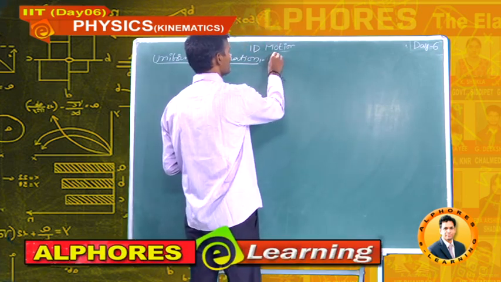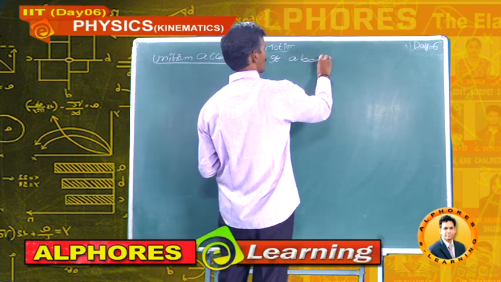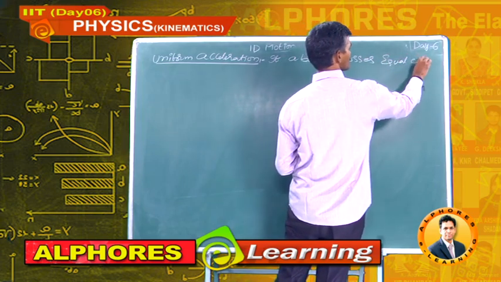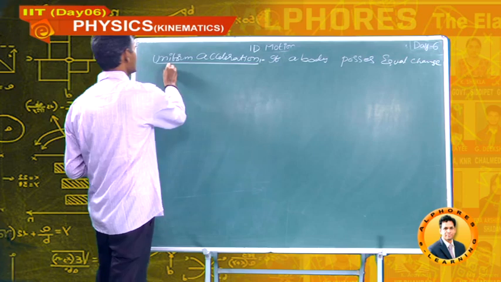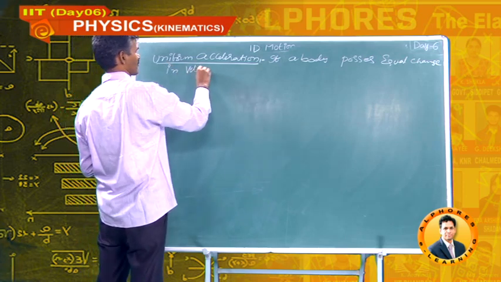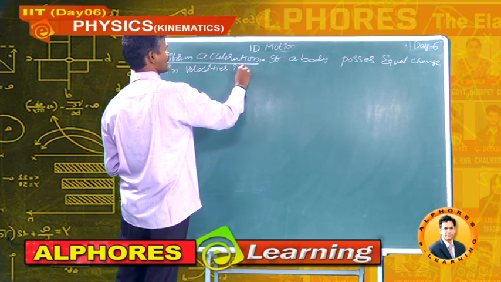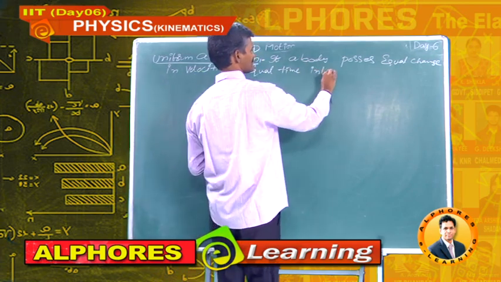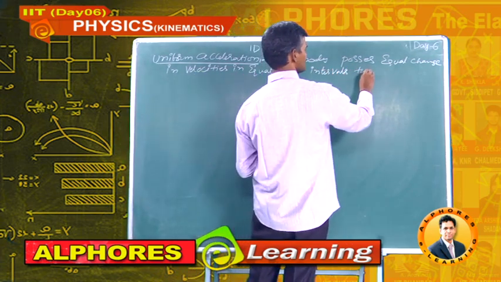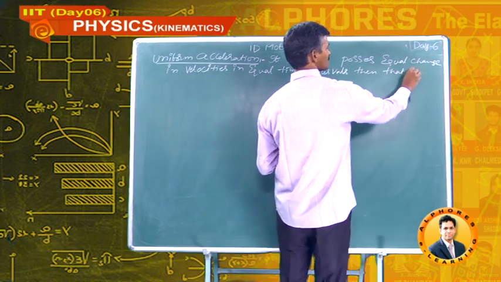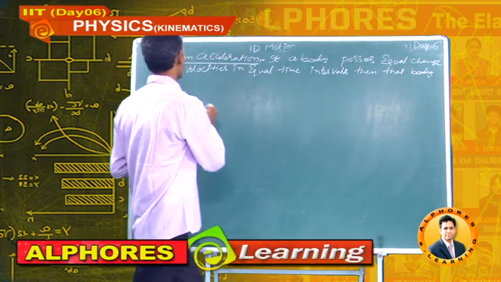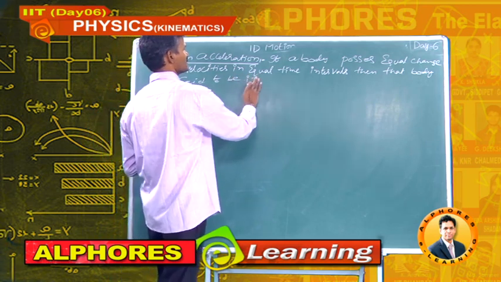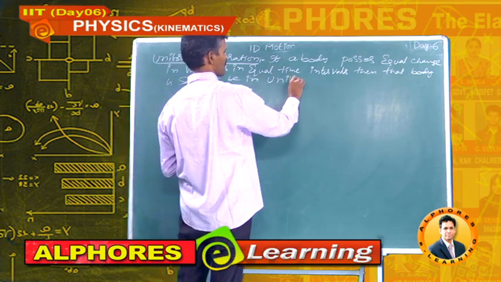So note down the definition. If a body possesses equal change in velocities in equal time intervals, then that body is said to be in uniform acceleration.